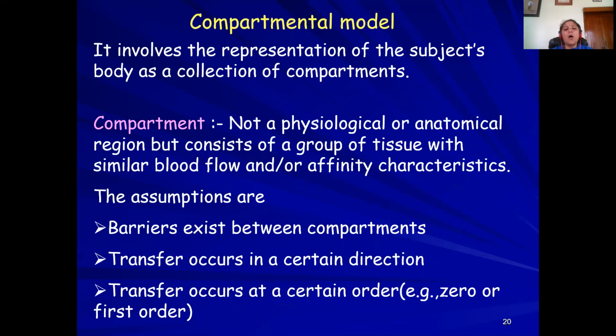flow or affinity characteristics. The assumptions are: barriers exist between the compartments, transfer occurs in a certain direction, and transfer occurs at a certain rate. That is, it could be zero order or first order, but elimination always follows first order kinetics.